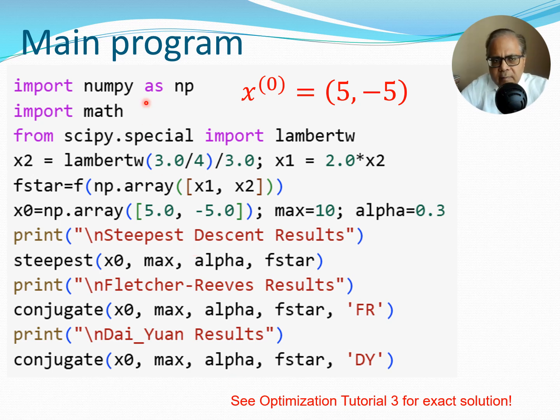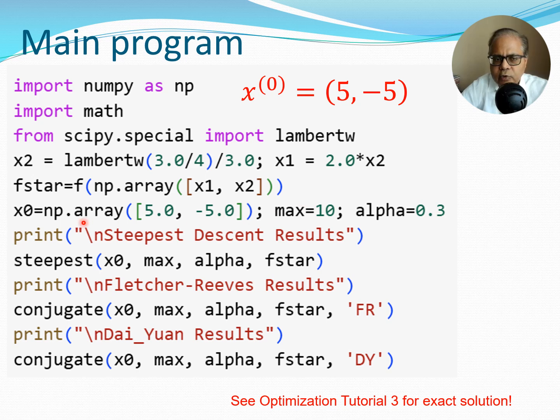So in the main program, I bring in numpy as np. Remember, numpy is being used in many places. I import math also. We will use math at some places. And because I'm going to use the Lambert W function, I import lambertw from scipy.special. And I set x2 as Lambert W of 3 by 4 by 3, and x1 as twice x2, and then I can calculate f star as f at x1, x2. So this is certainly going to give me the function value at the optimal point.